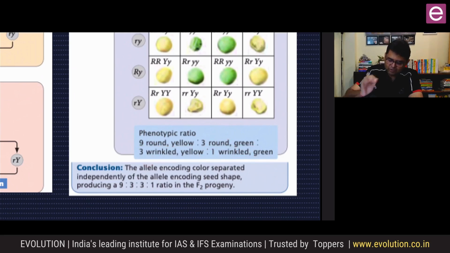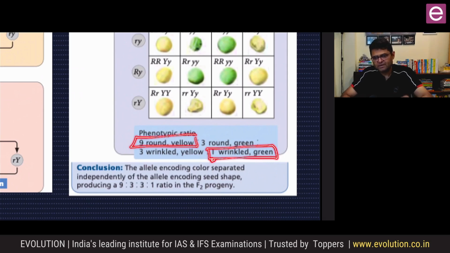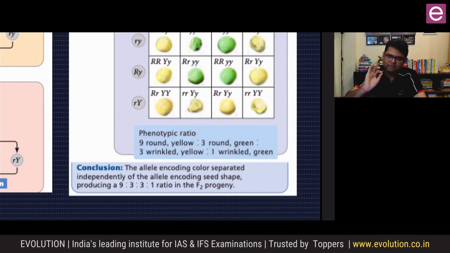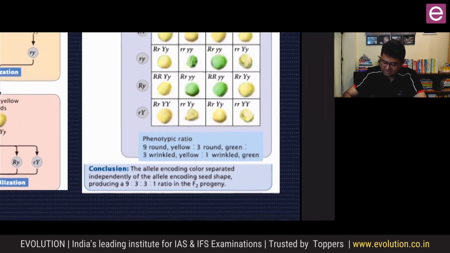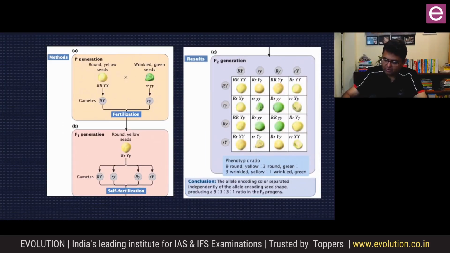So 10 out of 16, 9 plus 1, 10 out of 16 are what? Parental type. And 6 out of 16 are what? Non-parental type, that we call recombinants. And this is possible only when all the 4 types of gametes are formed. And all the 4 types of gametes will be formed only when 2 different genes, factors, their segregation are totally independent of each other. That's what Mendel could establish.